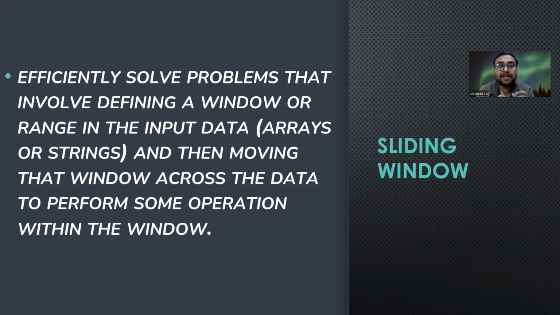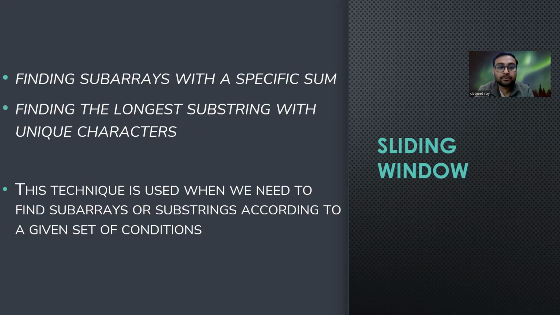So there will be a window size, right? What will be the brute force approach to solve this subarray sum? That I will also explain through code. These are the types of problems sliding window solves: finding a subarray with a specific sum, finding the longest substring with unique characters. This technique is used when we need to find subarrays or substrings, and sliding window helps us resolve those kinds of problems.